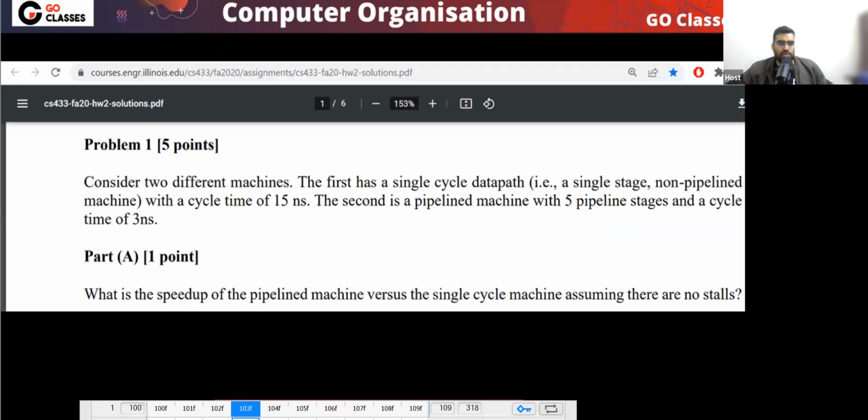Now tell me the answer for this one. Look at this question. This is a University of Illinois question. Tell me the answer.